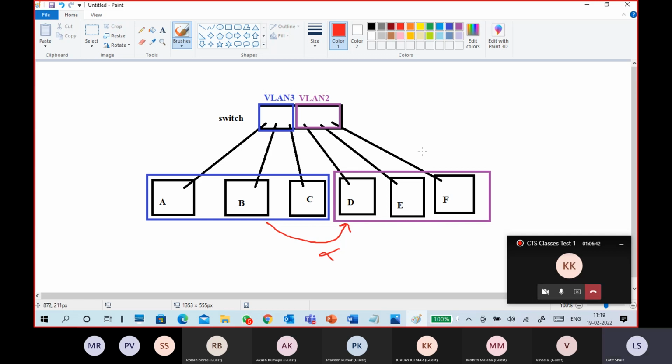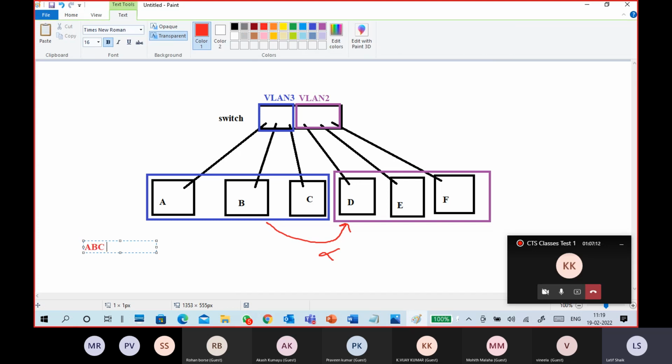Guys, this is the virtualization concept. This is one example. VLAN is also an example of network virtualization. One example, a lot of things are there. So a physical network we divide virtually into two networks. So ABC cannot communicate with DEF.